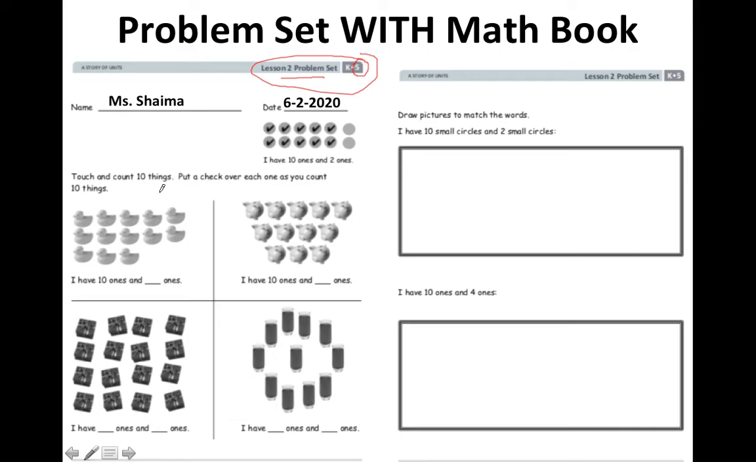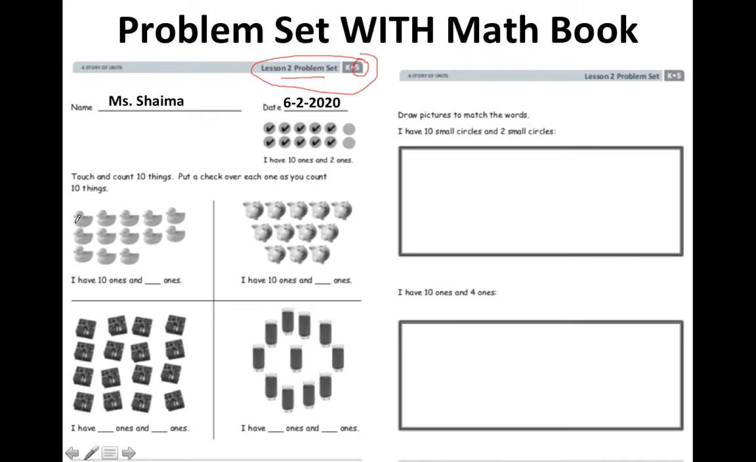Let's read the direction. It says touch and count 10 things. Put a check over each one as you count 10 things, just like the way they showed you here. They said, I have 10 ones and 2 ones. So every time they counted all the way up to 10, they put a check mark, and any extra, they left it blank. So now we're doing the same thing.